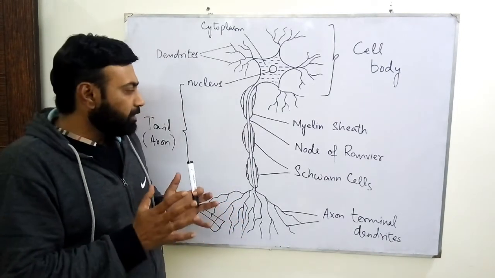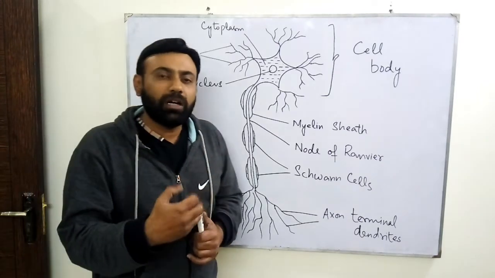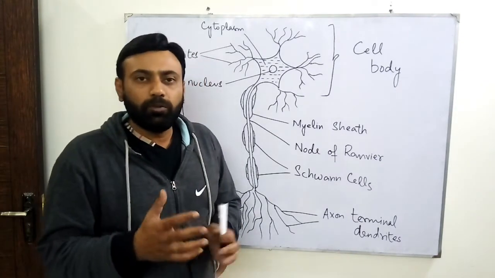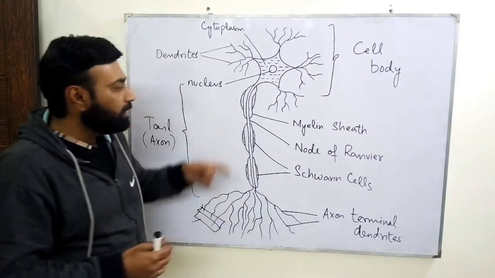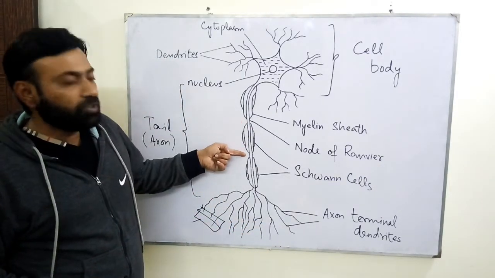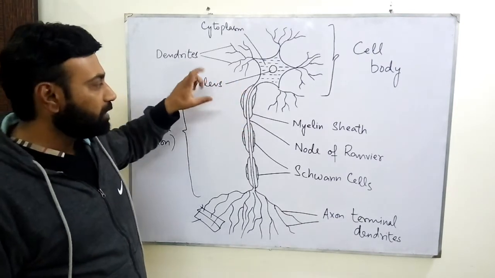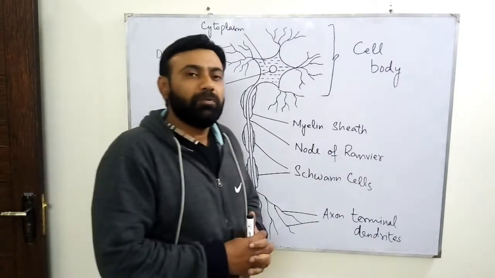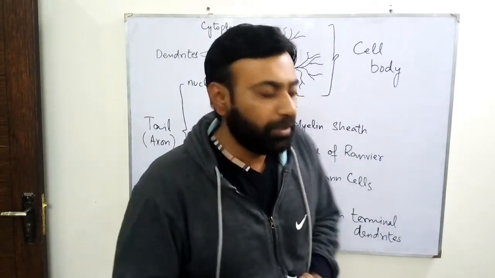What is the function of nodes of Ranvier? They actually allow charges to come in and out of the neuron. Those charged particles, those ions, they can come in and out of the neuron only at nodes of Ranvier, not at any other point of the neuron, because rest of the neuron is covered with myelin sheath, and myelin sheath does not allow to pass ions through it.